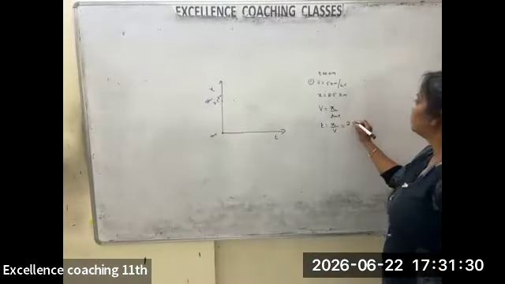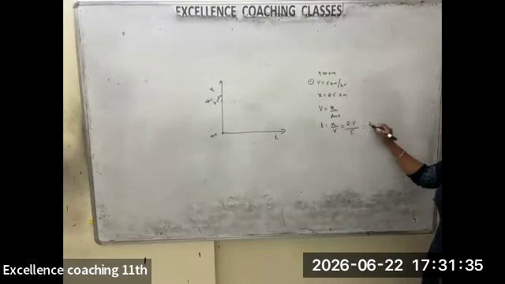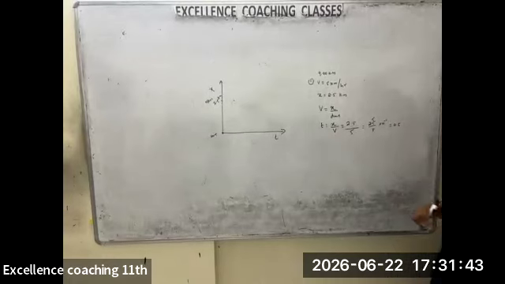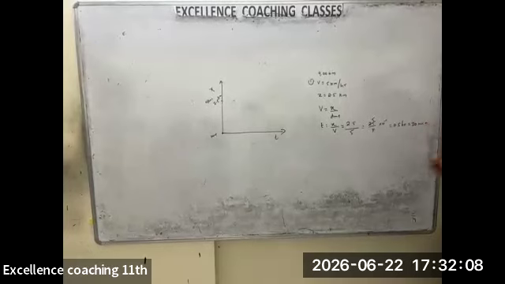The distance is 2.5 upon velocity is 5. So how much is it? 0.5 what? Hours. 0.5 hours. How will you convert it into minutes? 0.5 hours will be how many? Half. 0.5 means half, no? So how many minutes? 30 minutes. So this will be equal to 30 minutes.